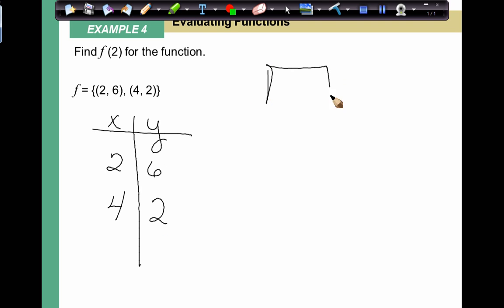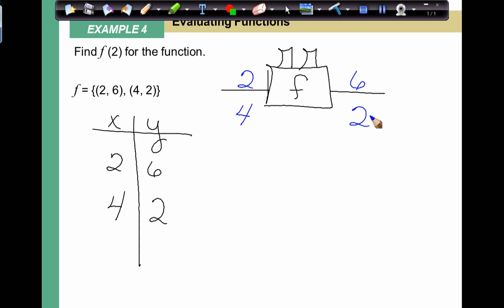So that's telling you for this particular factory, we only can plug in 2 things. If we plug in 2, we're going to get out 6. And if we plug in 4 instead, we're going to get out 2. But we can't plug in anything else. This factory only takes certain ingredients. It's not available for everyone.